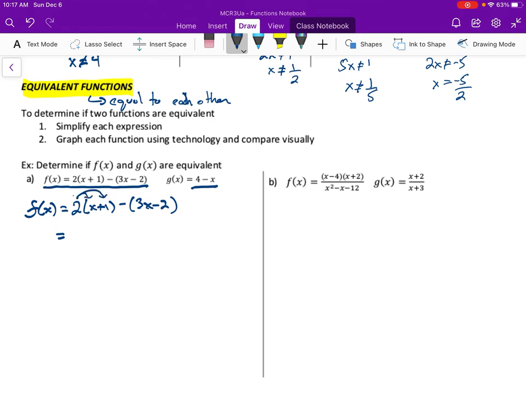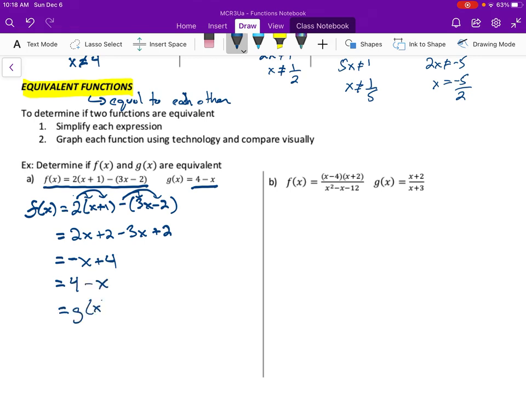So remember here with the minus of the second binomial, the 3x minus 2, I have to put that negative into both of the terms. So I'm going to multiply this through, so that becomes 2x plus 2, and then minus 3x, and that becomes positive 2. And then if I collect my like terms, I get negative x plus 4. And it looks like there's nothing left I can do. So I compare this to g(x). g(x) is written in the opposite order, but in fact, this is 4 minus x, the same thing.